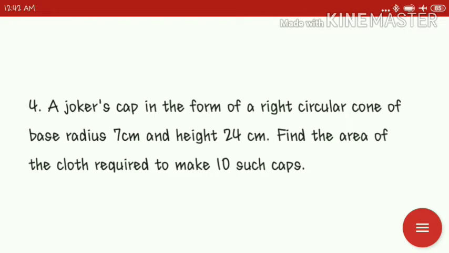Here is our question number 4, that a joker's cap in the form of a right circular cone of base radius 7 cm and height 24 cm. Find the area of the cloth required to make 10 such caps. Okay, do it yourself and then come to my solution.